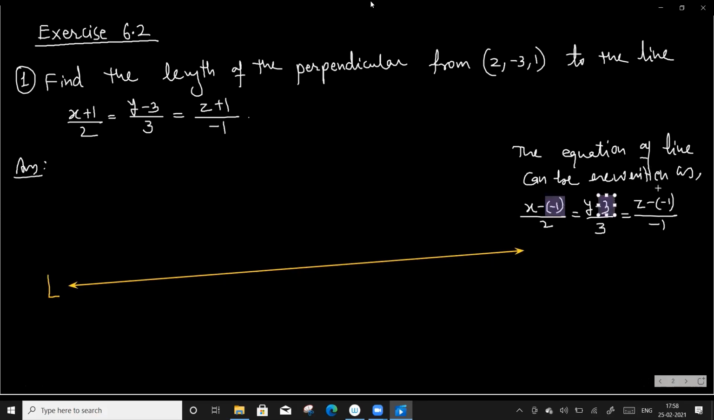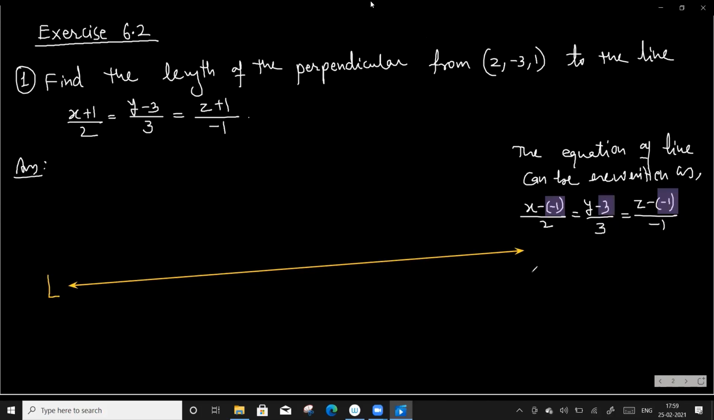Now, if I write the equation of the line in this form, then here I have x1, y1, and z1. What are these? x1, y1, z1 are the coordinates of a point on the line. (x minus x1) upon a1 equals (y minus y1) upon b1 equals (z minus z1) upon c1. What are x1, y1, z1 here? These three numbers give the coordinates of the point on the line.